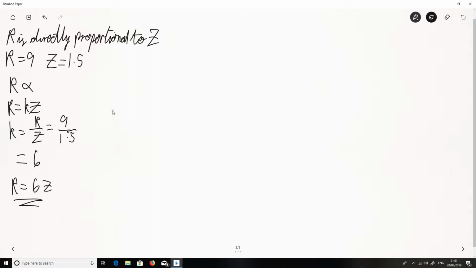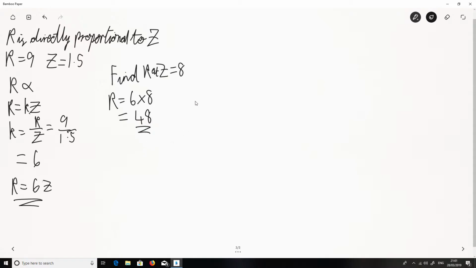So we also want to find r at z is equal to 8. So that means that r equals 6 times 8, and that is equal to 48.